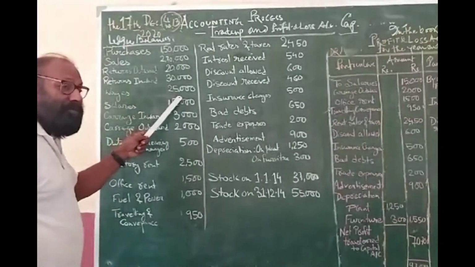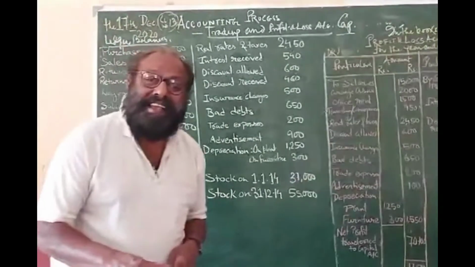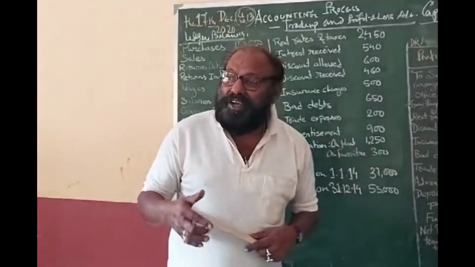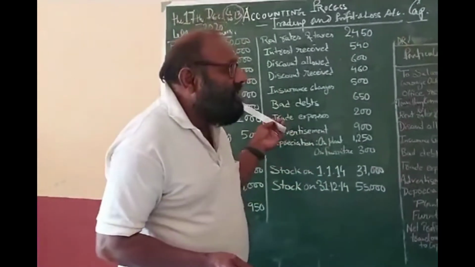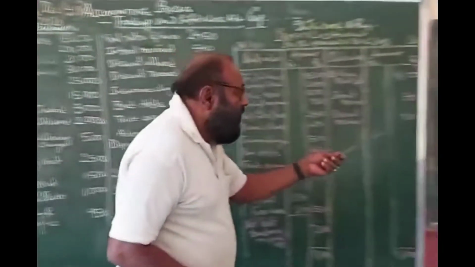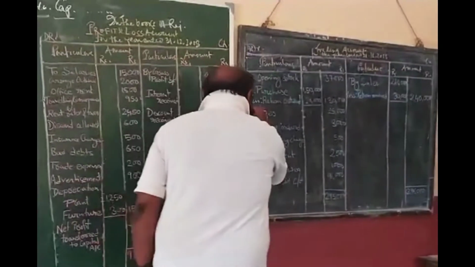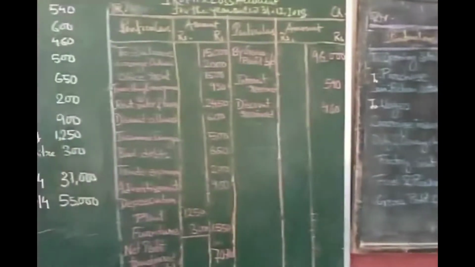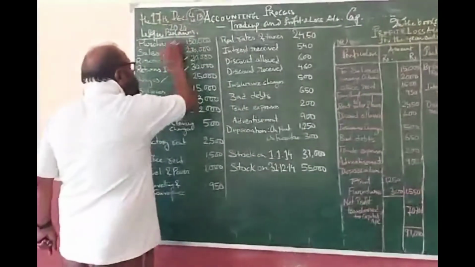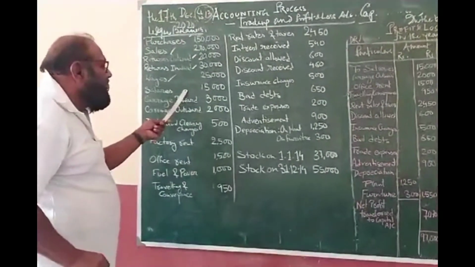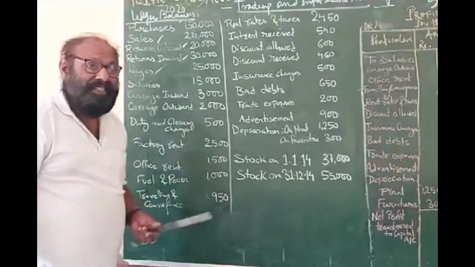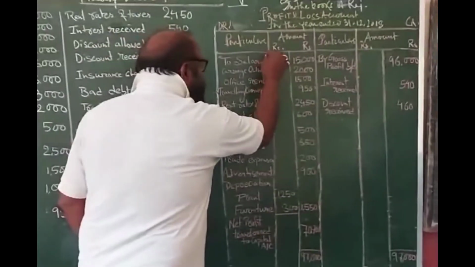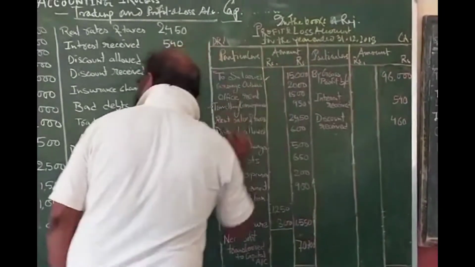Then wages. What I have told you, wages is basically a manufacturing expense. But here, when we are not asked to prepare any manufacturing account, wages should be treated as a trading expense, and it should go over here. Therefore, to wages. Then comes salaries. Salaries is an office expense, an administrative expense, and it should go to the profit and loss account.